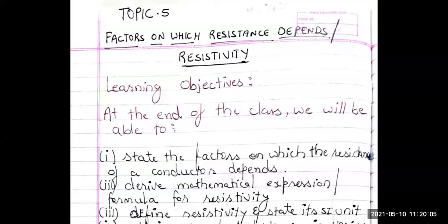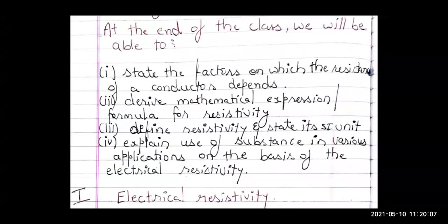So, children, we will be able to know the factors on which the resistance of a conductor, its value, depends. We will derive a mathematical expression for resistivity. What is resistivity? We will see that, and we will see the SI unit of resistivity. And then we are going to move towards the use of substances in applications on the basis of electrical resistivity.